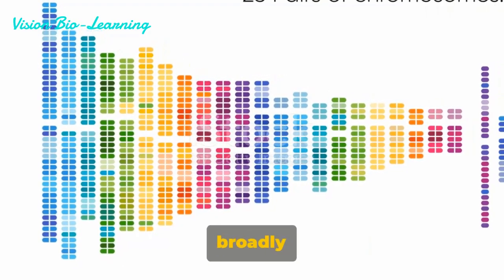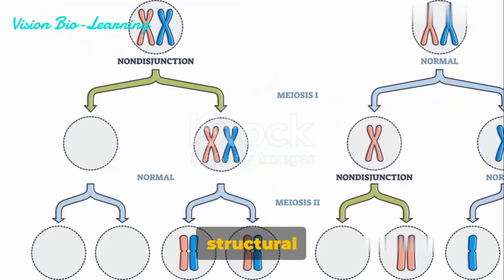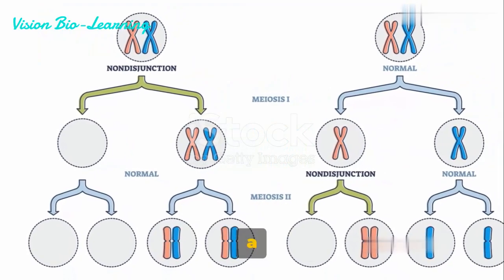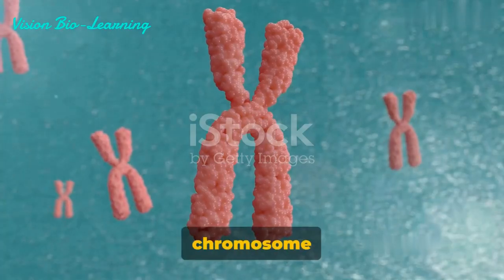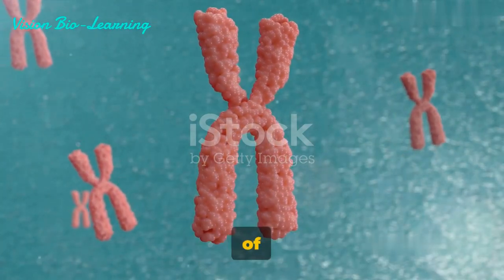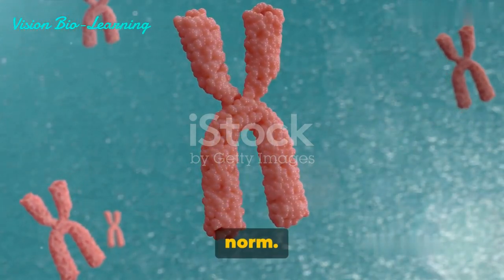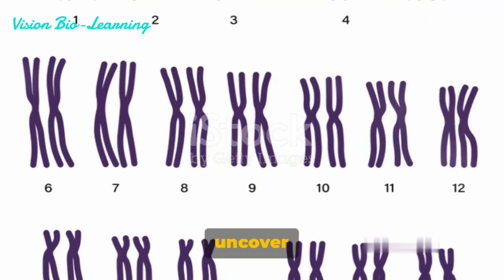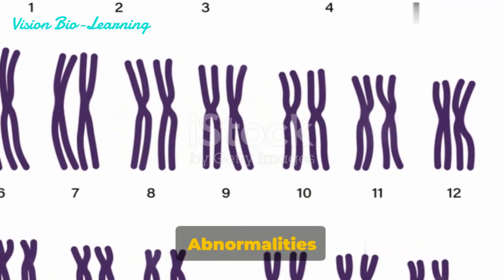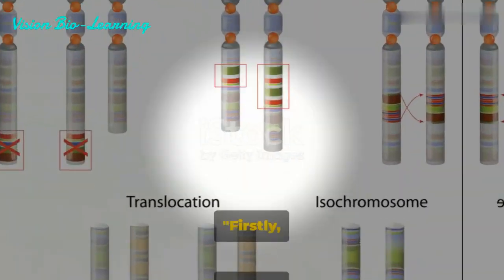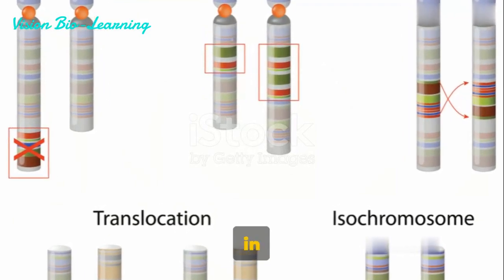These abnormalities can be broadly categorized into two types: structural abnormalities, where there's a rearrangement or deletion in the chromosome parts, and abnormalities of chromosomal number, where the total count of chromosomes deviates from the norm. As we delve deeper, we'll uncover the various types of chromosome abnormalities and their impacts. Firstly, let's explore the abnormalities in chromosomal number.